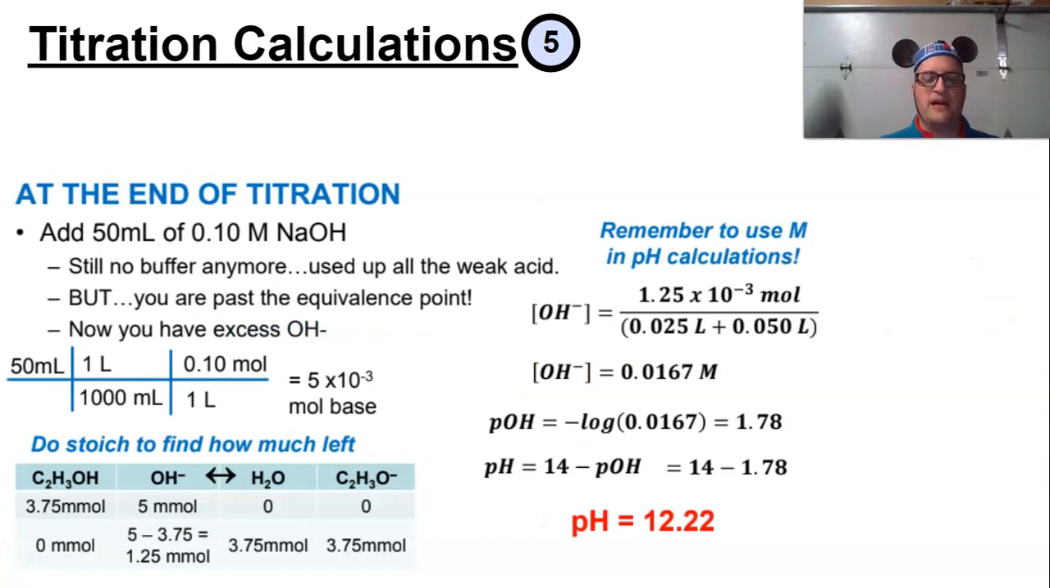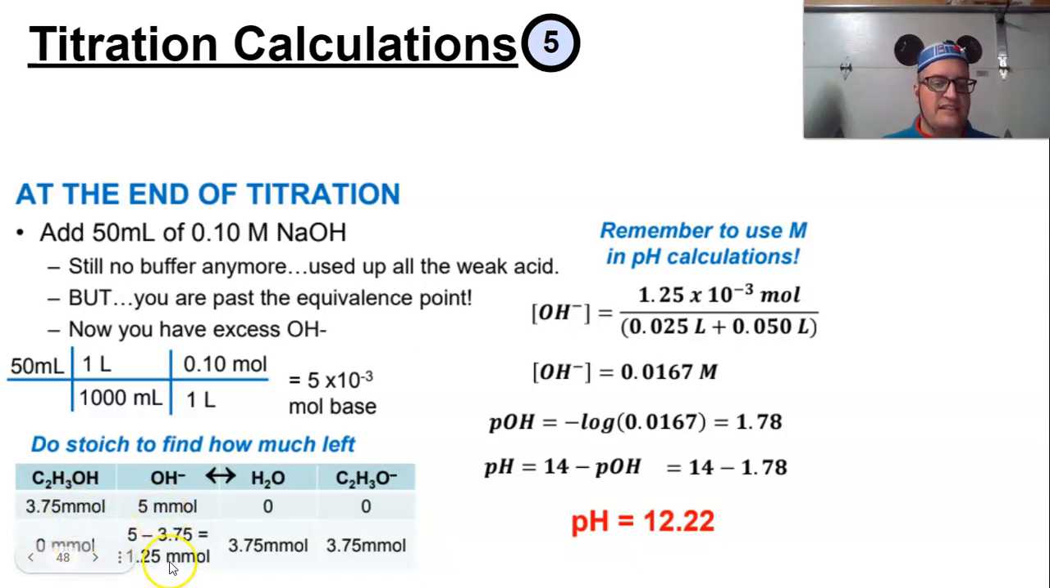So now we've gotten to the last part, the endpoint. Have a whole bunch of base added up. No buffer. All the weak acid's gone, but we're still way past the equivalence point. So really what you need to determine is how much excess hydroxide did you have? So you've had so much base. We had our acid. We made that the limiting reactant. That's why there's none left.